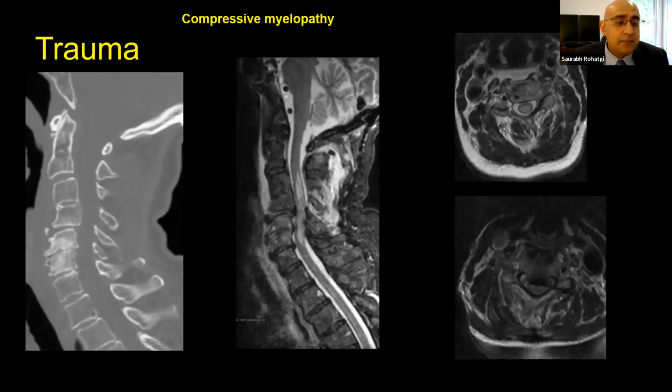This was a trauma patient where you have a corner fracture with retrolisthesis on CT. On MR, there is a prevertebral hematoma, disruption of the anterior and posterior longitudinal ligaments. There is a T2 hyperintense cord signal change, as well as posteriorly. You can see that there is ligamentous injury in terms of supraspinous and interspinous ligamentous disruption. And there's an extruded disc here, which is causing compression on the cord with cord edema.